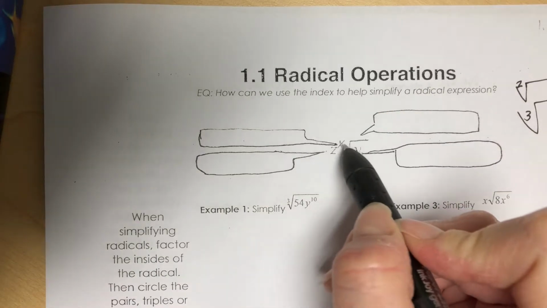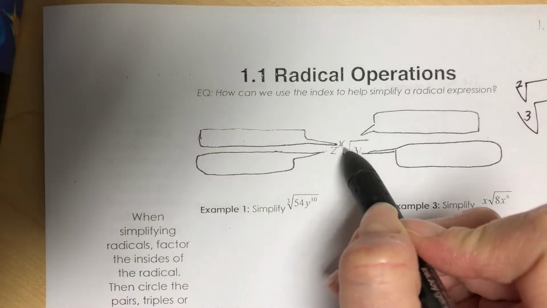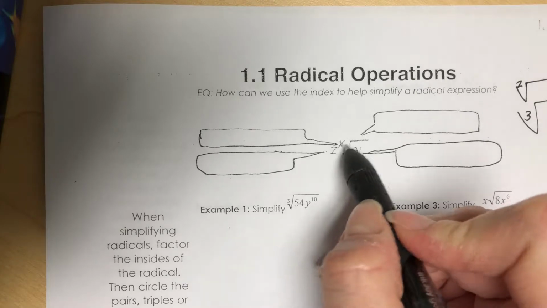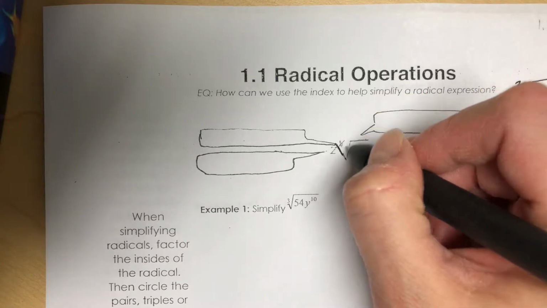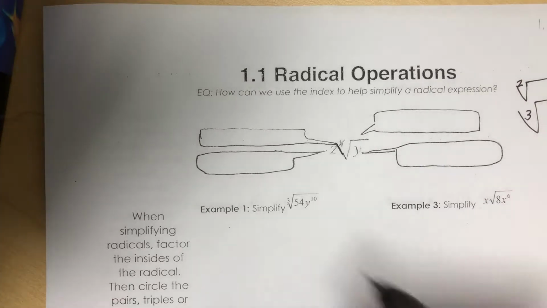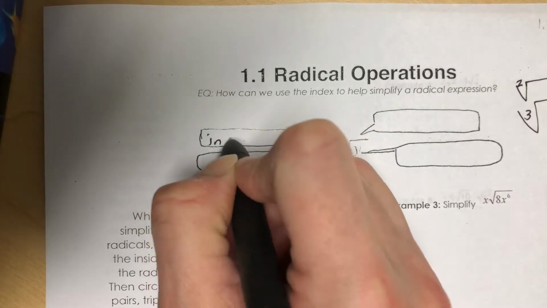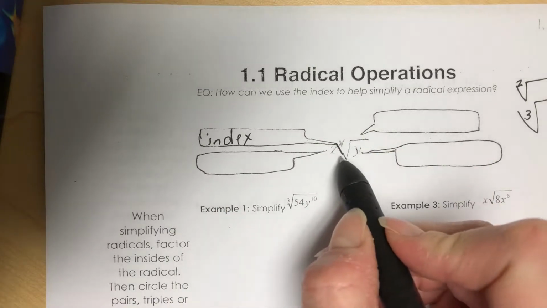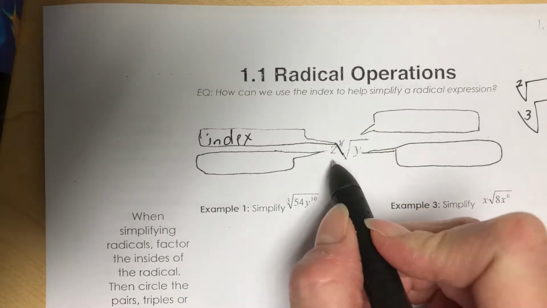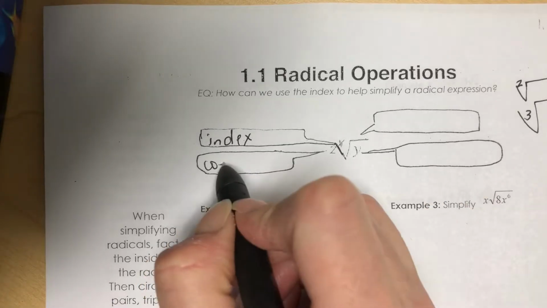So x is our index because that's what's inside the little dip here. It might be better if you extend this a little bit further, because x is supposed to be inside that little v. So x is our index. z is being multiplied in front of the radical, so z is what we call the coefficient.